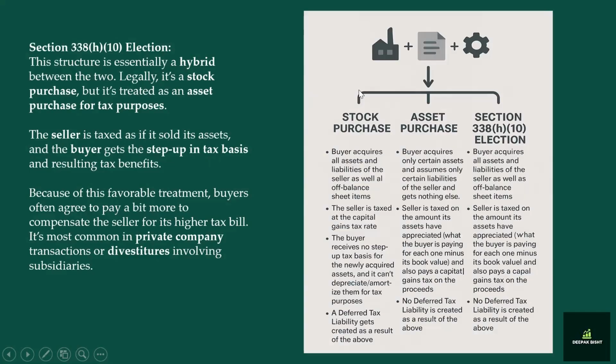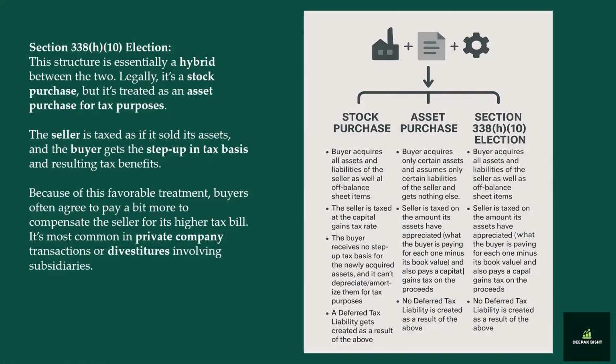The buyer gets a benefit of step up, and no deferred tax liability is created. Deferred tax asset is created, and this is favorable in private companies or subsidiaries or divestitures. Sorry, not just divestitures and subsidiaries. And this is actually more favorable to the buyer. So buyers at times are willing to pay more if there is a section 338(h)(10) election during the deal.